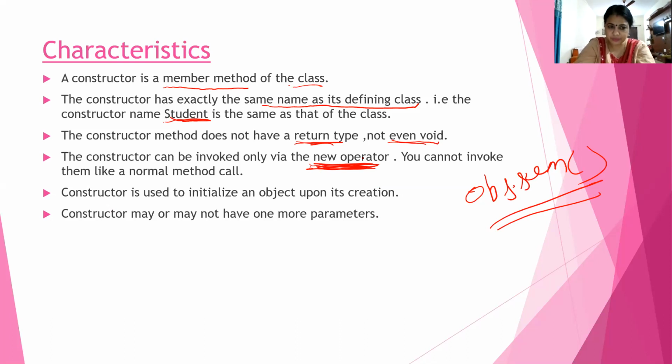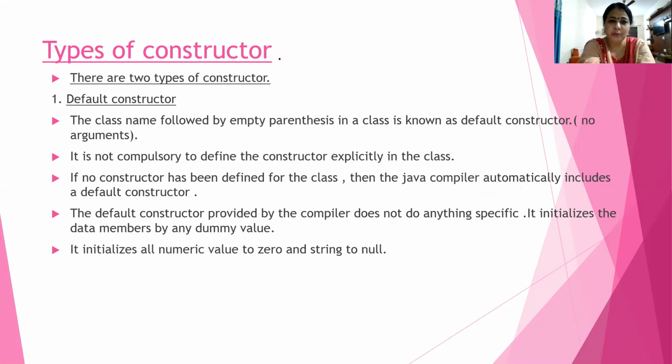Okay, the constructor is used to initialize an object upon its creation. So what is the job of the constructor? It will initialize the object. Initializing the object means whatever data members are associated with the object have to be initialized. Now in the parenthesis we can give arguments or parameters also. So a constructor may or may not have one or more parameters. We can include the parameters or exclude them. We will discuss this in detail. Now, what are the types of constructor?